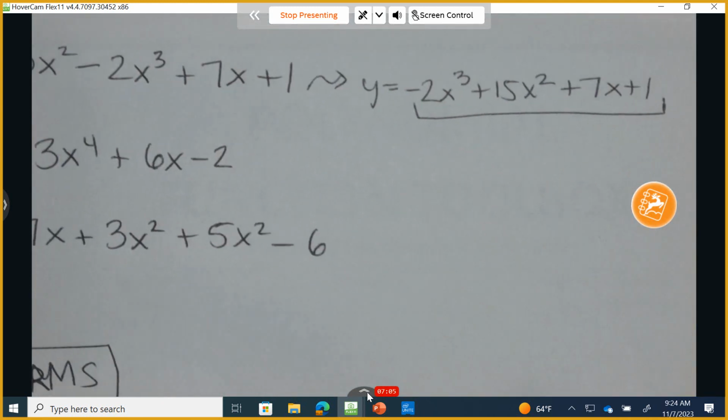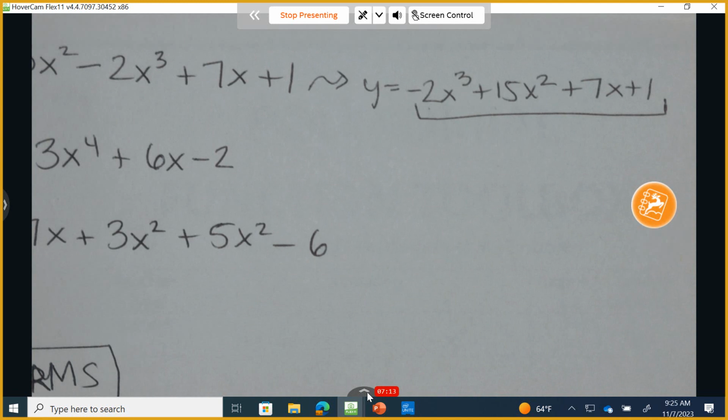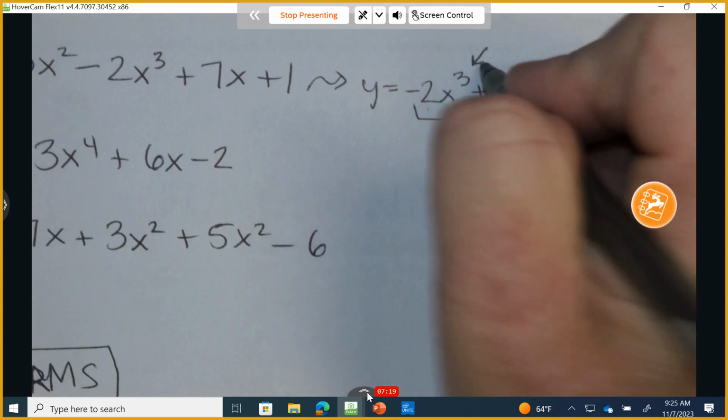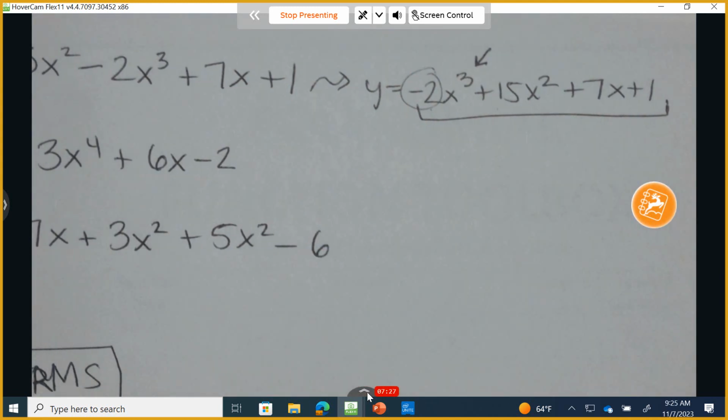Next, in this particular problem, how many unique terms are there? There is 4 unique terms. None of these can be combined. My next question is, what type of a polynomial is this? So this is degree 3, which is called cubic. What is the leading coefficient? Negative 2. Awesome job. Let's look at the next one.